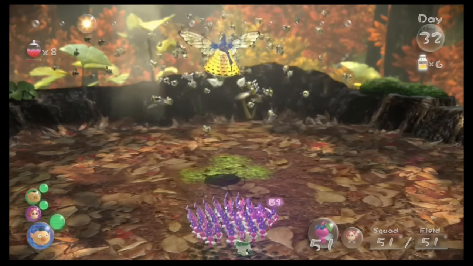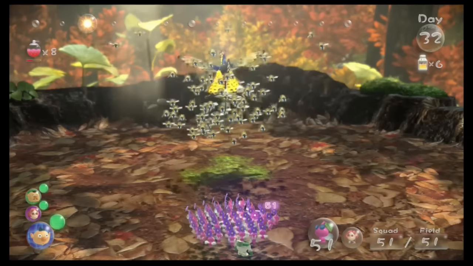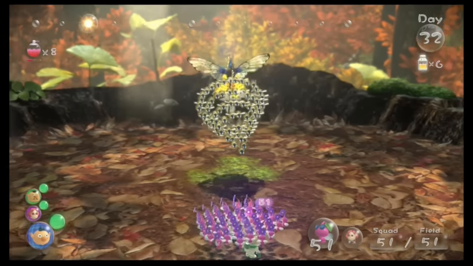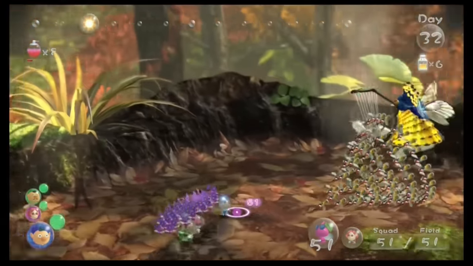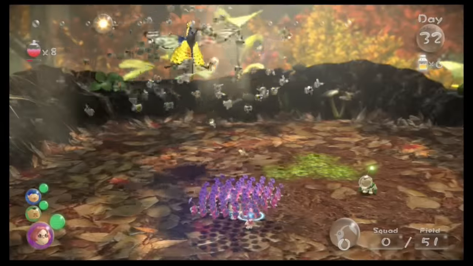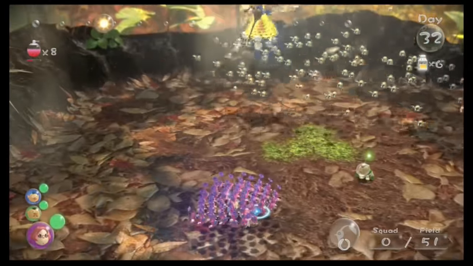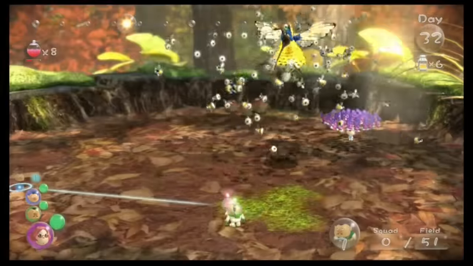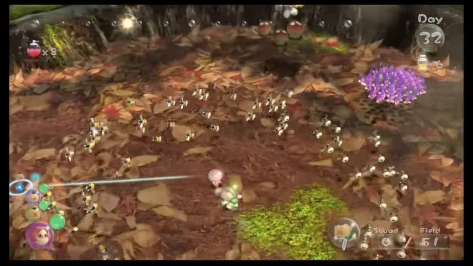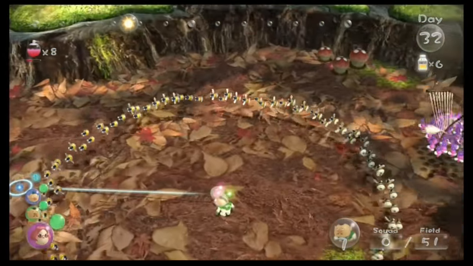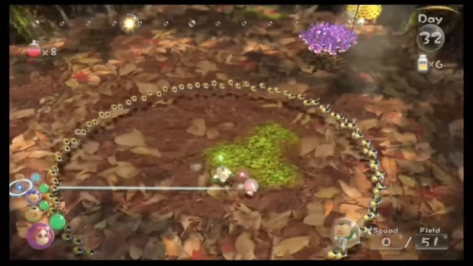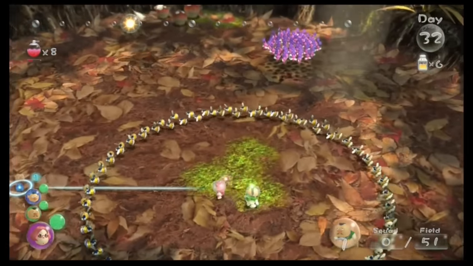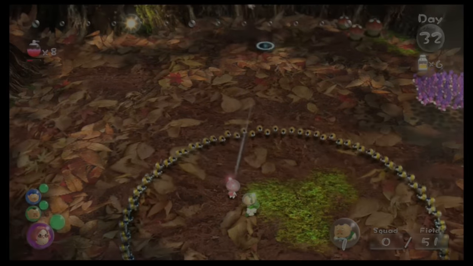This gesture orders the spiral formation early in the battle. This gesture orders the crowd formation halfway through the battle, and this one, I love that one, orders the surrounding circle formation late in the game.